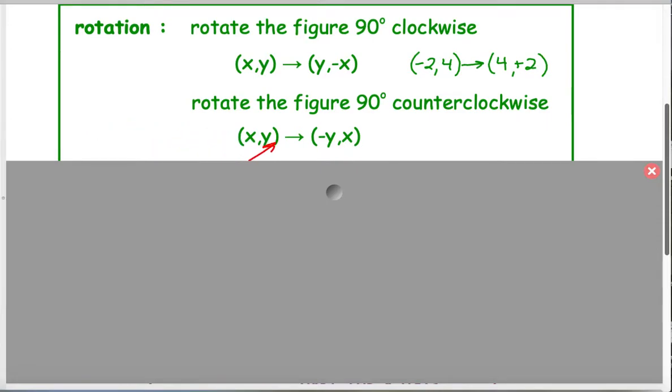So we're going to swap x and y, and we're going to change the sign of the y number. So if it was positive, make it negative. If it was negative, make it positive. So look at an example for that.